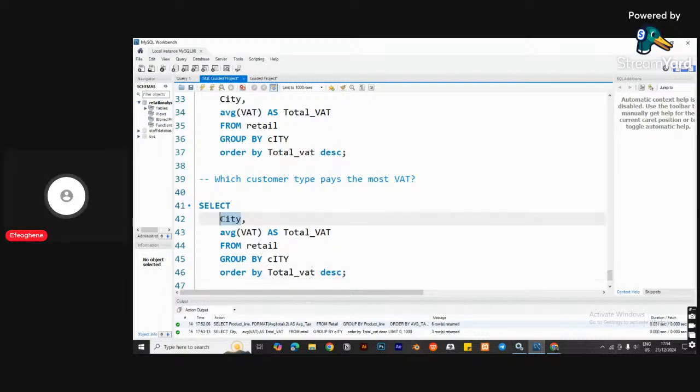Which customer type? All right, so we change this to customer type from city. So which customer type pays the most value added tax? We still make use of the average aggregate function. You can call this, let's say, customer value added tax from retail group by. So we group by what we are returning using our select keyword. So group by customer type.